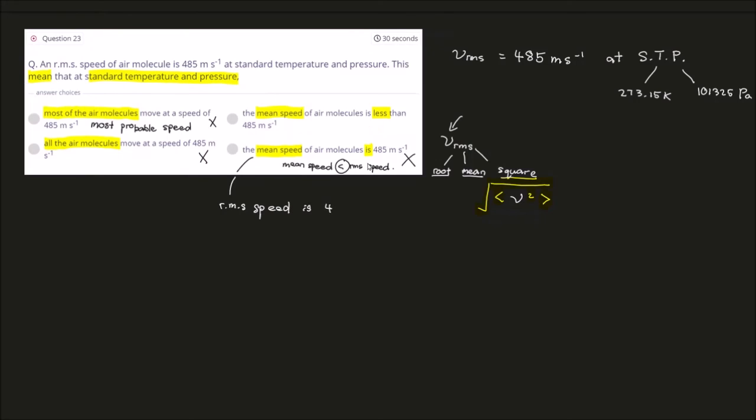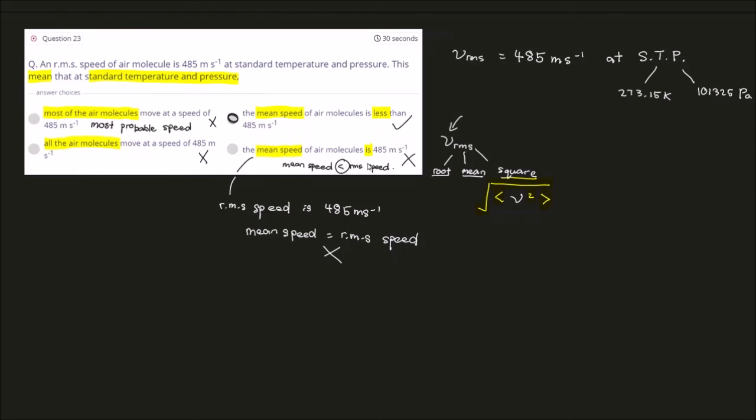So if you combine these two sentences together, what it means is the mean speed will be equal to the RMS speed. And we know from my explanation just now, it should not be equal. So the answer definitely will not be D, and the answer will be C. The mean speed of air molecules is less than 485.